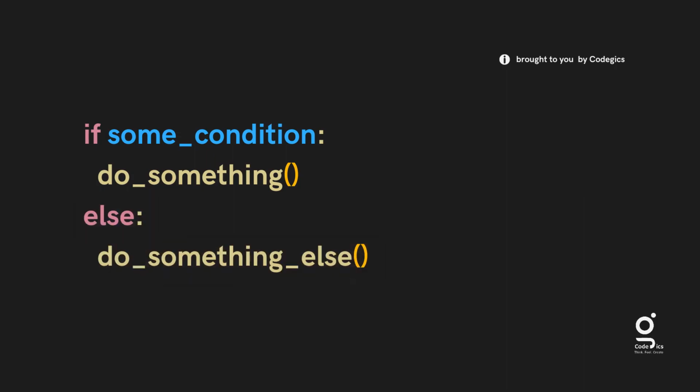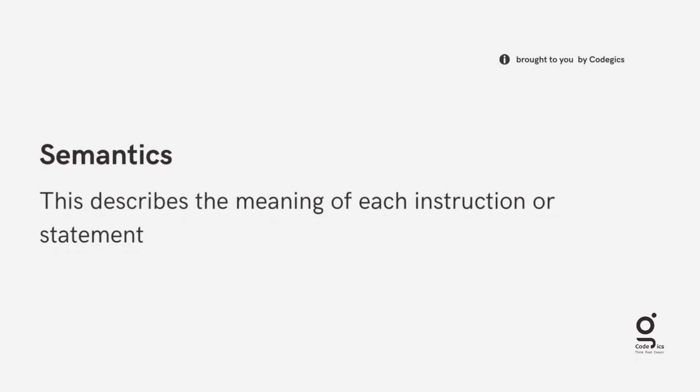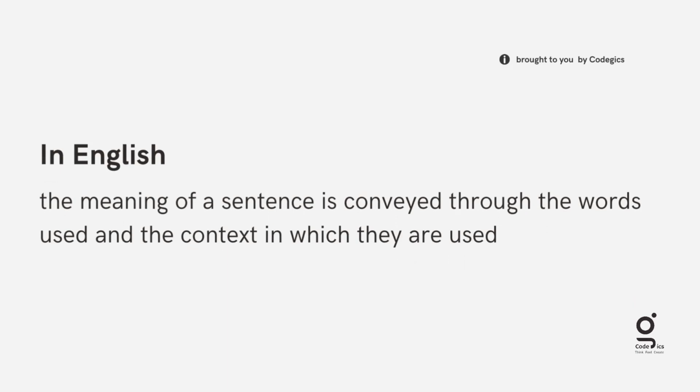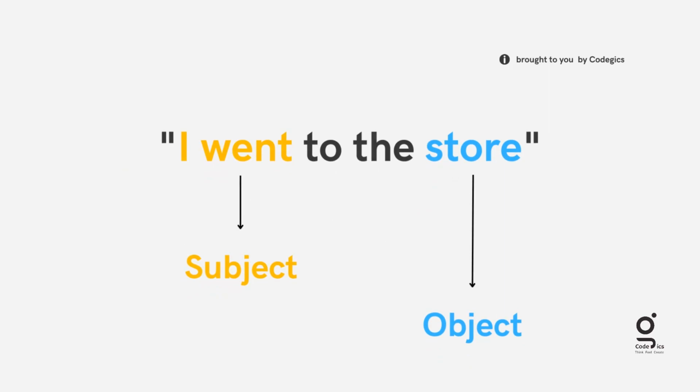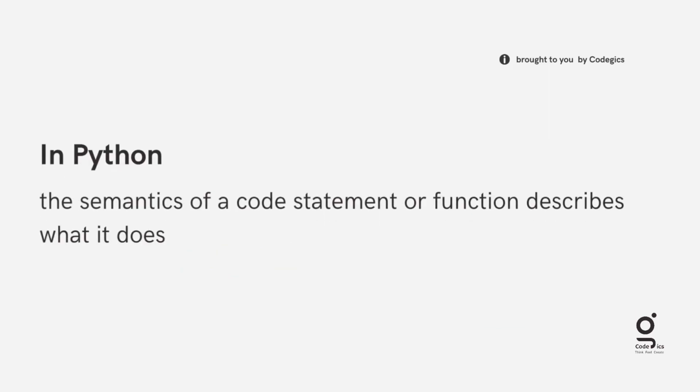On the other hand, the semantics of a programming language describes the meaning of each instruction or statement. In English, the meaning of a sentence is conveyed through the words used and the context in which they are used. For example, the sentence, "I went to the store," has a clear meaning in English. Similarly, in Python, the semantics of a code statement or function describe what it does.